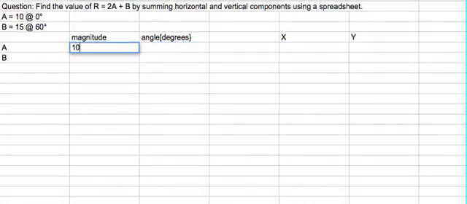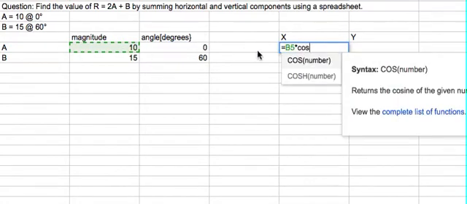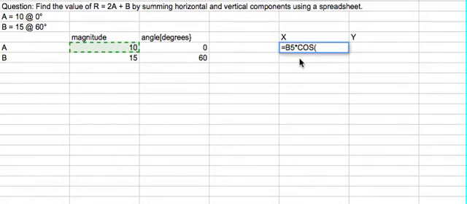components. So I have 10 as a magnitude of a, at 0 degrees, then I have B, which is 15, and I have an angle of 60 degrees. So one thing is, I want to say to my X, which is going to be equal to B, in my case B5, I'm going to multiply that times, and X would be the cosine of that number, but instead of having a direct angle over here, we need to change from degrees to radians.